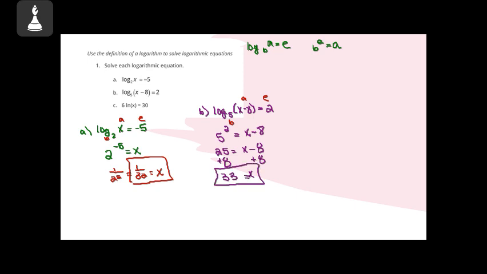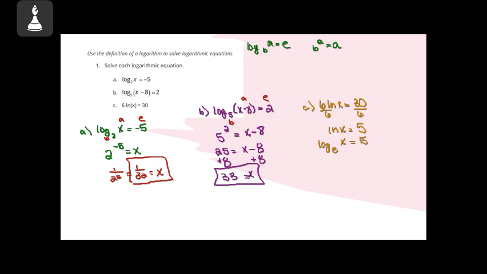And then for C, we have 6 natural log of x equals 30. So the first thing I'm going to do is I want to get rid of that 6 here. So I'm going to divide by 6 on both sides. Natural log of x equals 5. Now we need to remember natural log of x is like saying I have log base e of x equals 5. So base, answer, exponent.